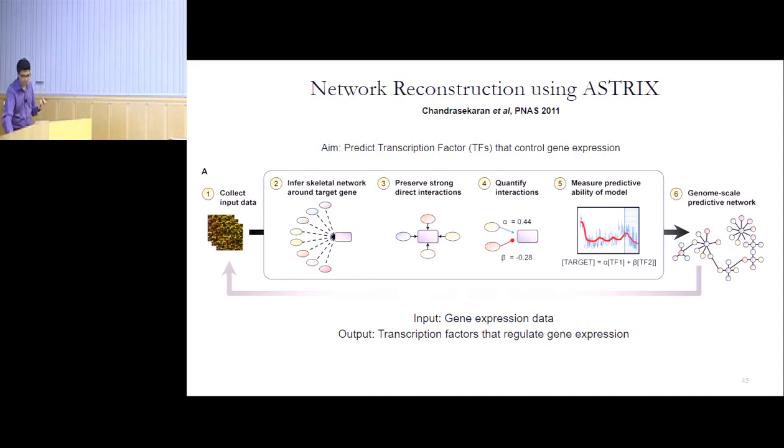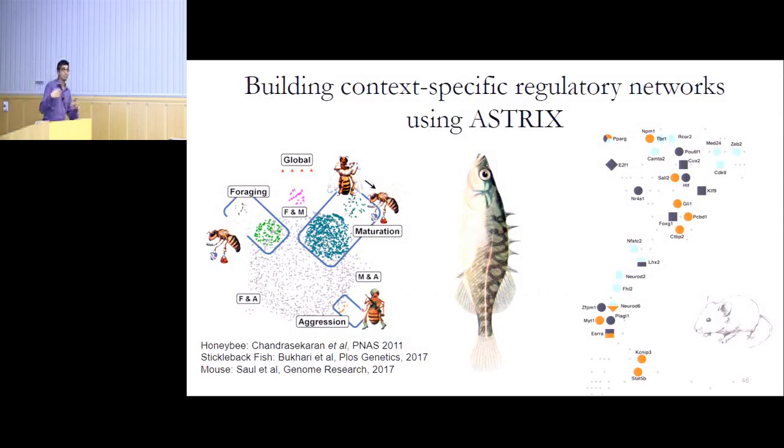So we applied this for a lot of non-model organisms. For E. coli or yeast, there's already a lot of binding data that you can use for building these regulatory networks. But for other less studied systems, it's really challenging. So we have applied it to a lot of different organisms, starting from honeybees to fish to even mouse.